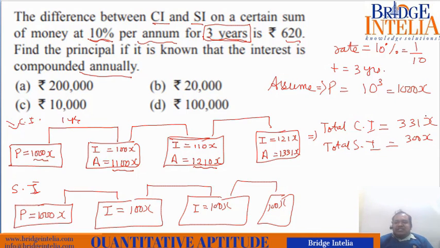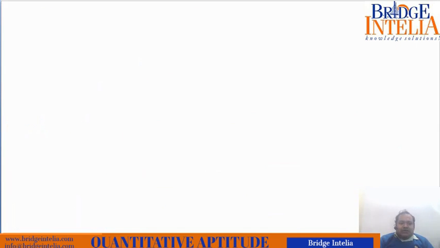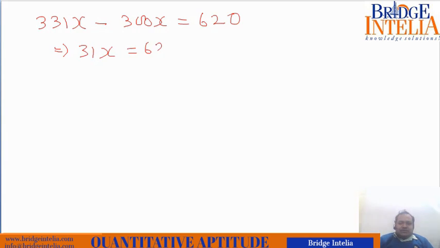So it means extra earning happens in case of compound interest, and that is equal to 620x. So from here you can say that the extra amount that you have earned in case of compound interest, 331x minus 300x is equal to 620. So from here 31x is equal to 620. X comes out to be 620 by 31, 20. So x is equal to 20.